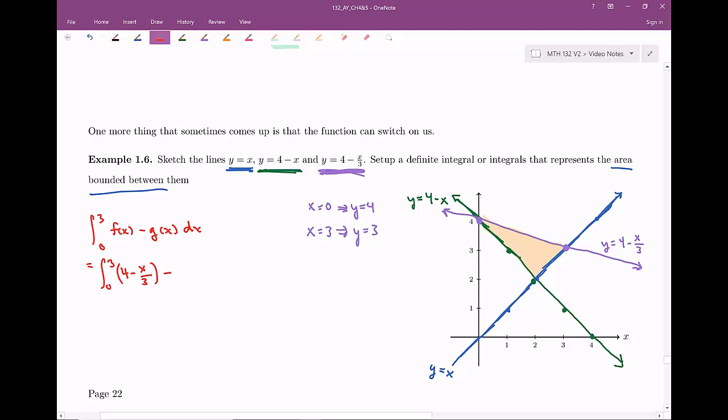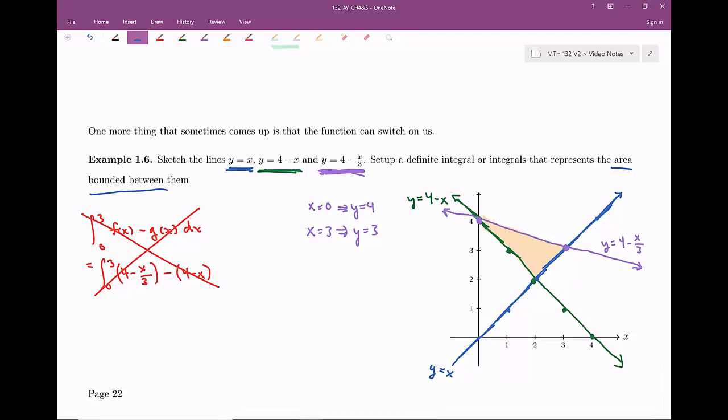So I'd like to say subtract away 4 minus x. But that's not quite right, because later on, this would be too small. It's actually bounded by this blue function on the interval from 2 to 3. So from 2 to 3, it's bounded on the bottom by y equals x. And so again, this isn't quite right. We have to break up this integral. So I'm going to go ahead and cross this out.